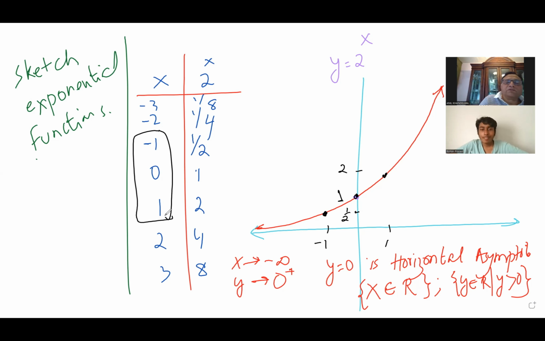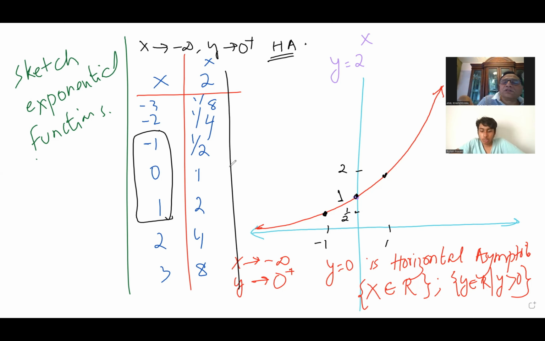One very important feature also is that when x approaches negative infinity, y approaches 0 from the positive side, and that is the horizontal asymptote, correct? Okay, sir. So you can look into the horizontal asymptote and these three key points to sketch the graph of an exponential function. Perfect?